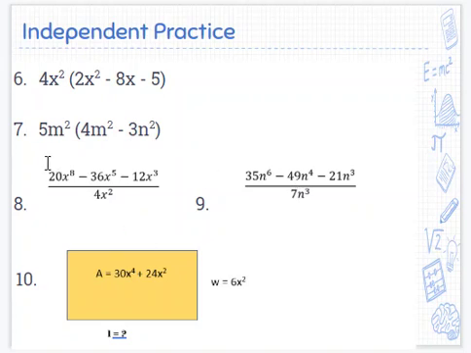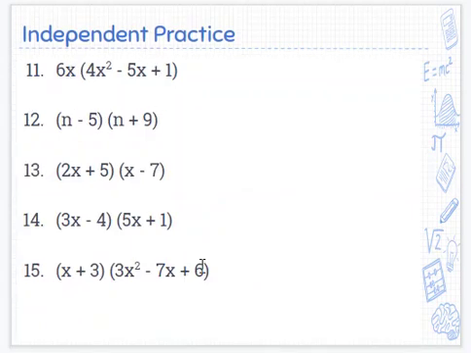8, 9, and 10, you're dividing your top monomial or polynomial by your monomial in the denominator. And then for the last one, area divided by width will get you your length. And then these last problems are also practice of multiplying using distributive method, FOIL, or box. And for number 15, I would use box method.